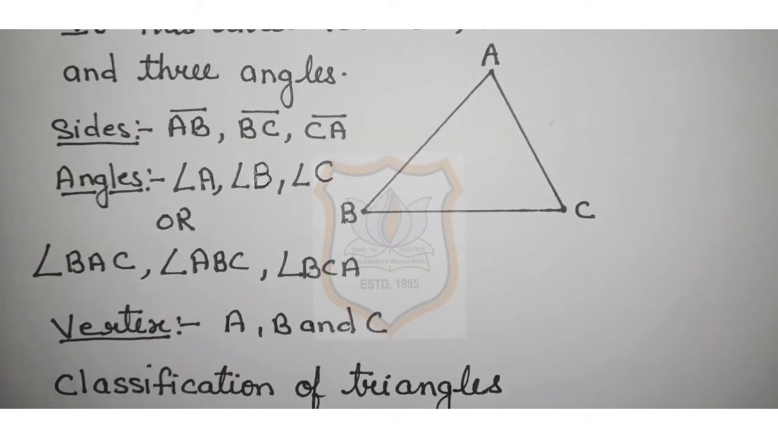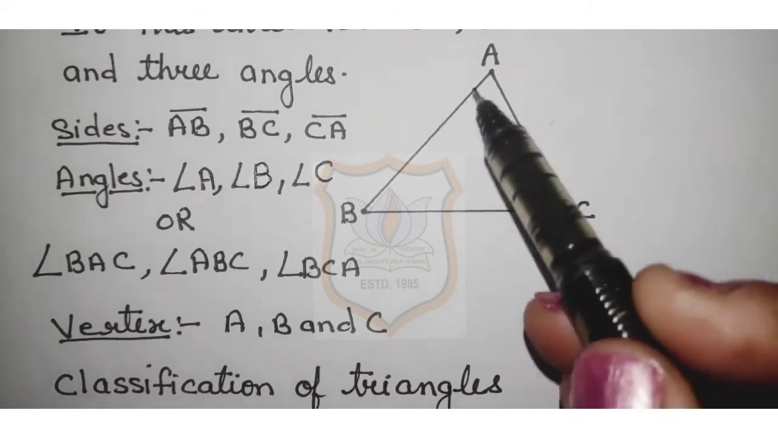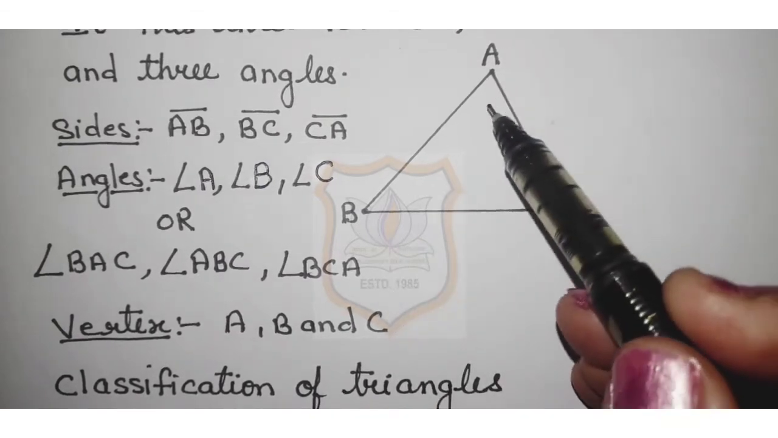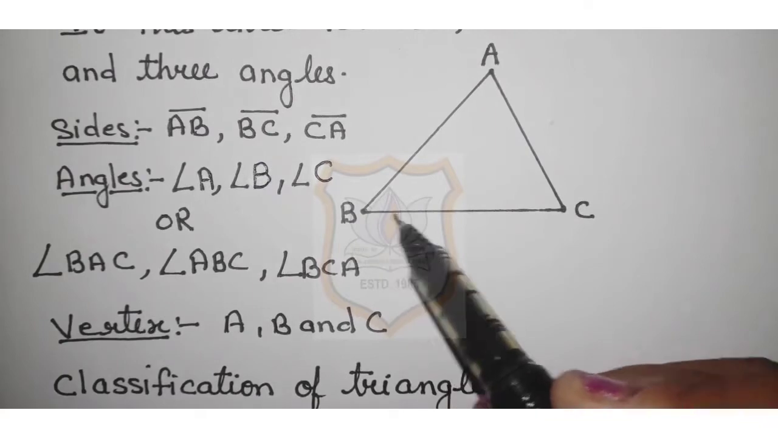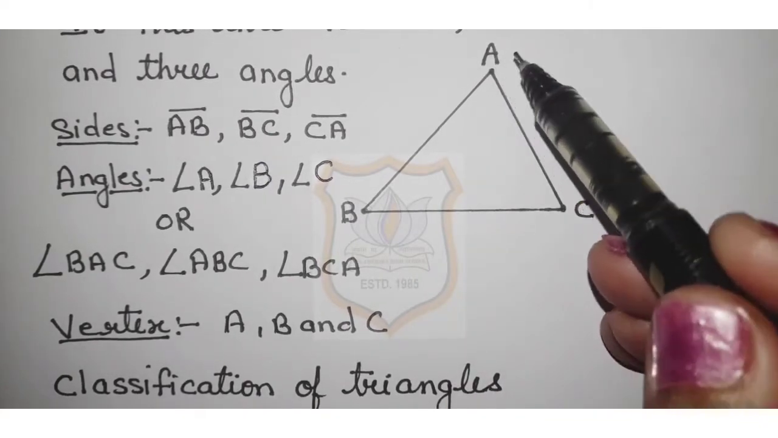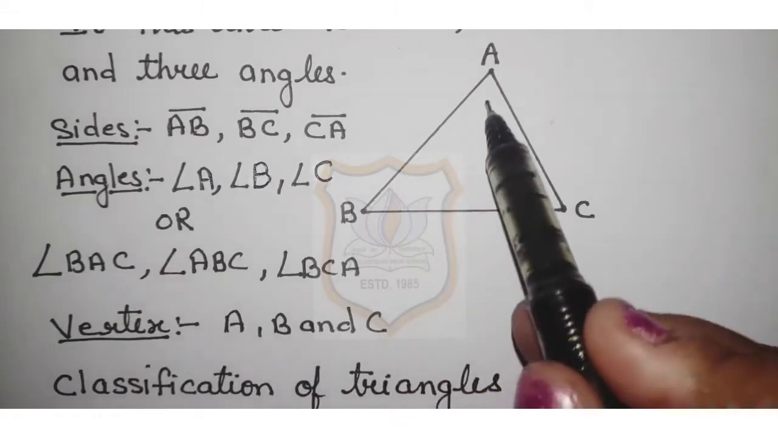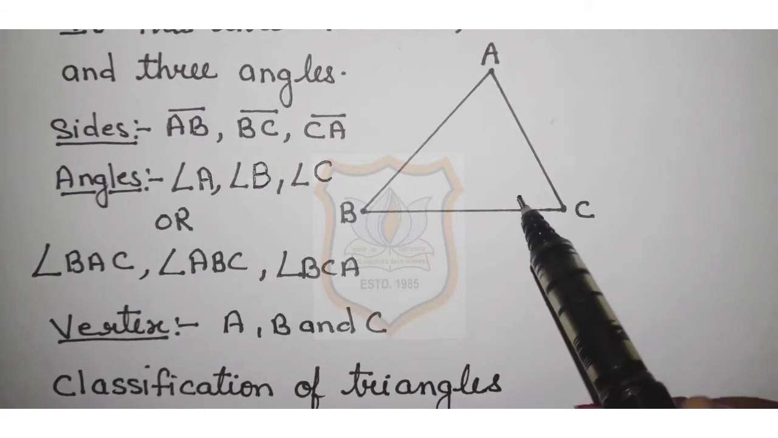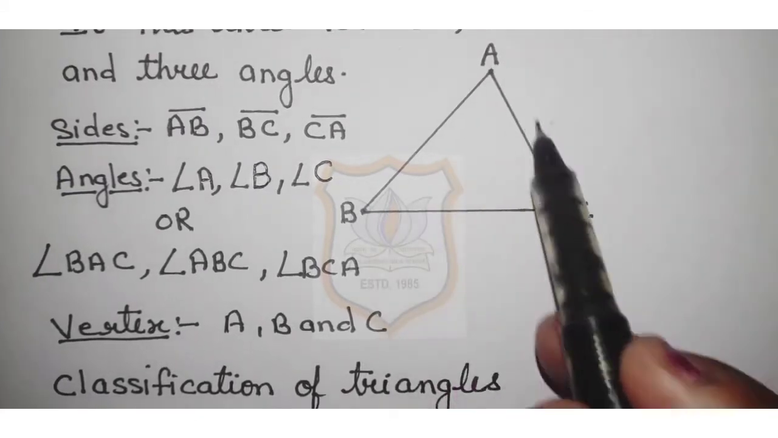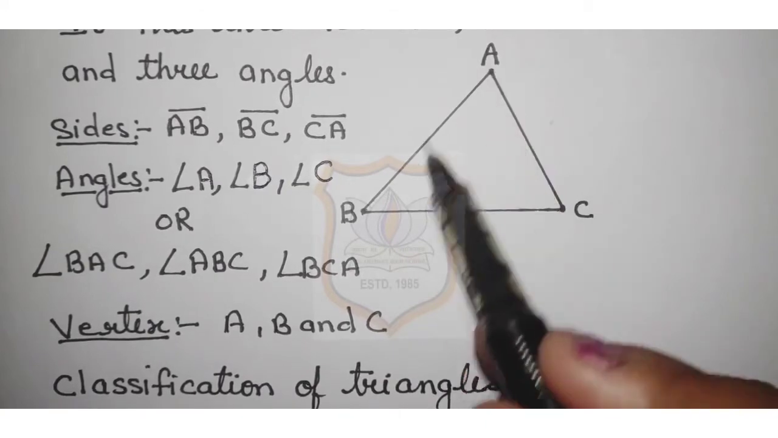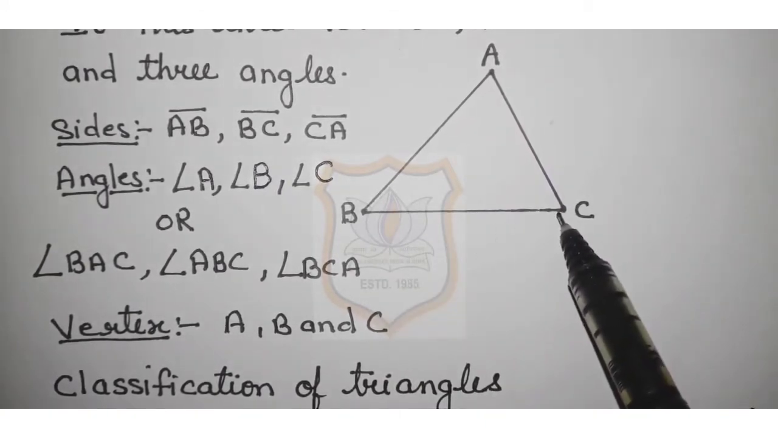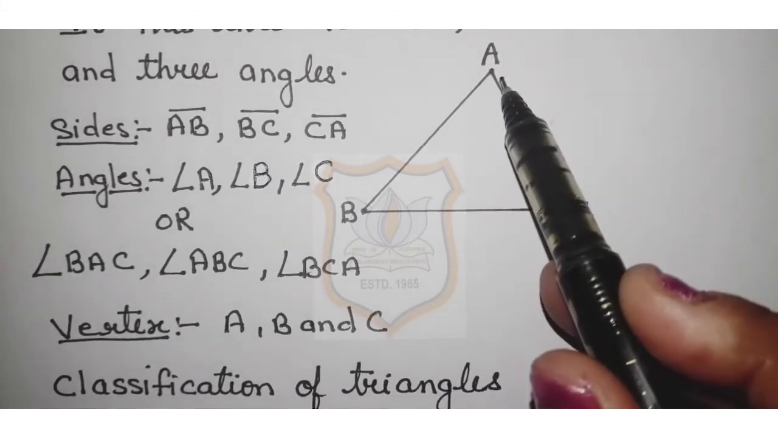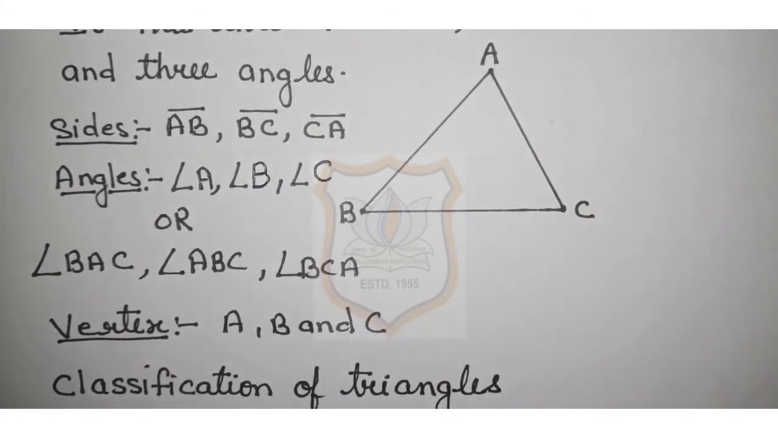Students, I will explain you parts of a triangle in detail. As I told you just now that a triangle has 3 sides. This is a triangle A, B and C. It has 3 sides, AB, BC and CA. A triangle has 3 angles, angle A, angle B and angle C. Or in other words, we can say that BAC, ABC and BCA. These are 3 angles of a triangle.